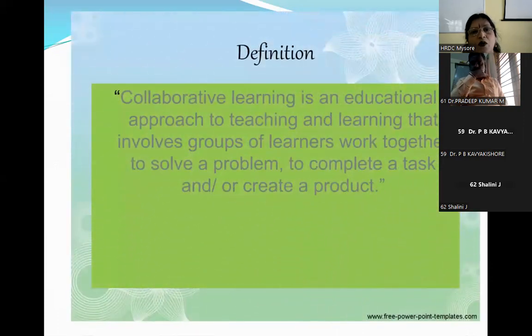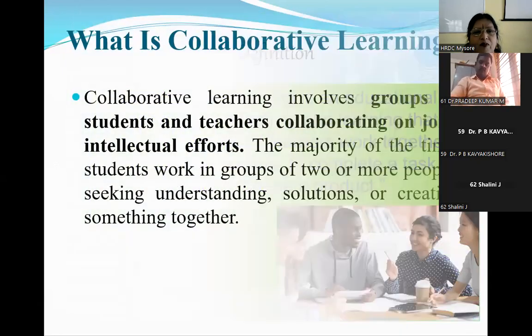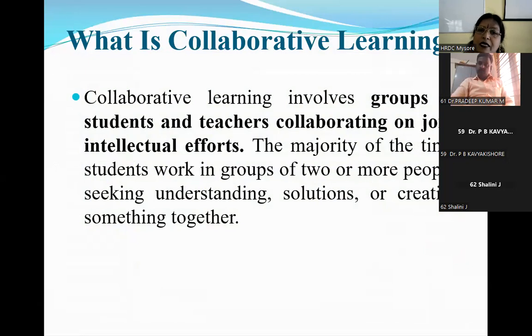Another definition says, collaborative learning is an educational approach to teaching and learning that involves groups of learners working together to solve a problem, to complete a task, and or create a product. So there is problem solving, a task is completed, or a product is created by this method. Collaborative learning involves groups of students and teachers collaborating on a joint intellectual effort. It's not only the students, even the teacher acts as a facilitator in this approach.